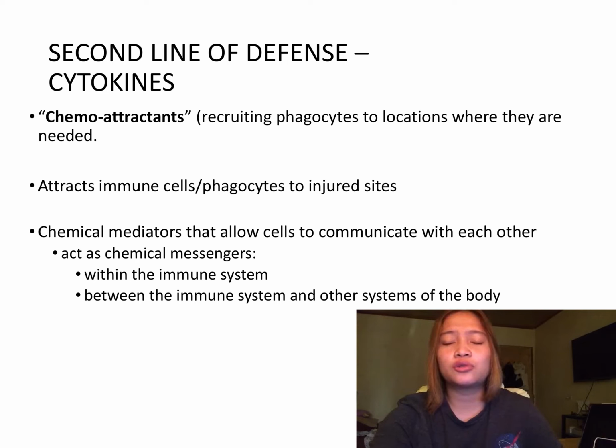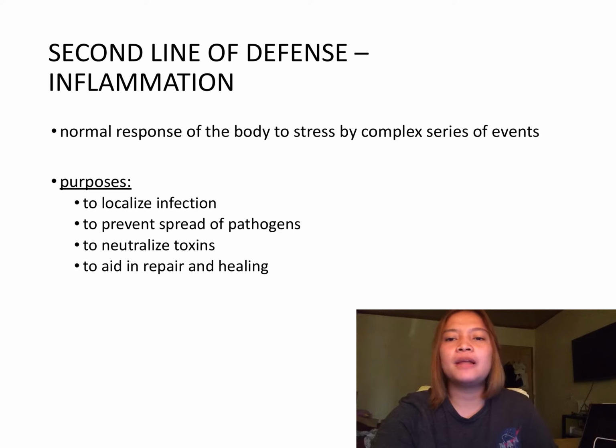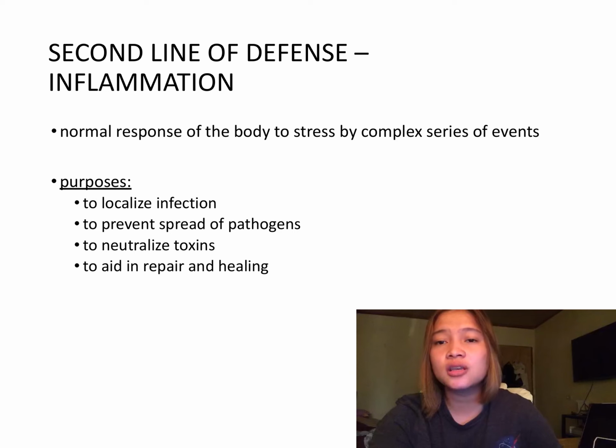The inflammatory response begins when a pathogen stimulates an increase in blood flow to the infected area. Blood vessels in that area expand, and the white cells leak from the vessels to invade the infected tissues. These white blood cells, called phagocytes, engulf and destroy bacteria. Its purposes are to localize infections, to prevent the spread of pathogens, to neutralize toxins, and to aid in repairing and aiding tissues.